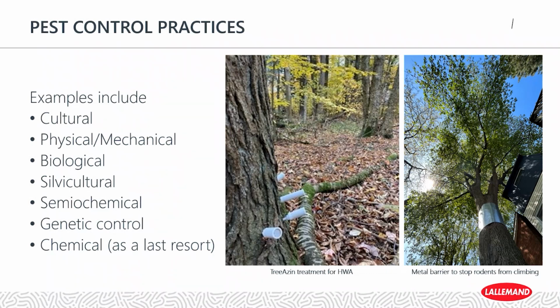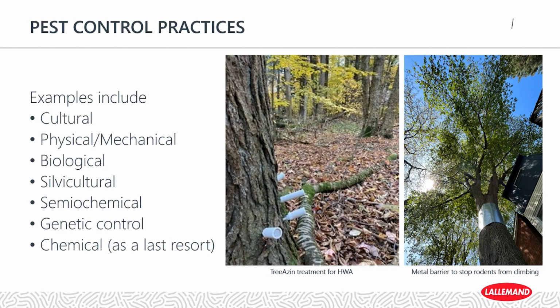Silviculture control manages the composition and growth of a stand. This includes stand thinning and restoration. Semiochemicals are chemical signals that insects use for communication. The two main types of semiochemicals used in IPM are pheromones and allelochemicals, which are used to disrupt mating behavior, repel, or attract insects. Genetic control is genetic conservation and resistance screening.